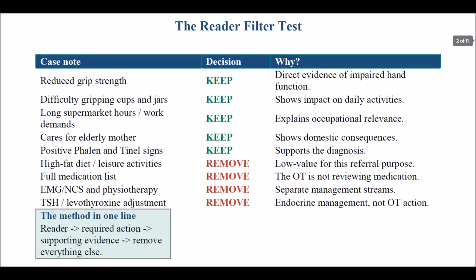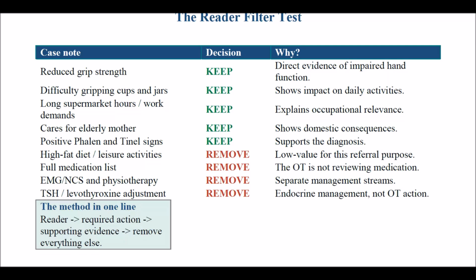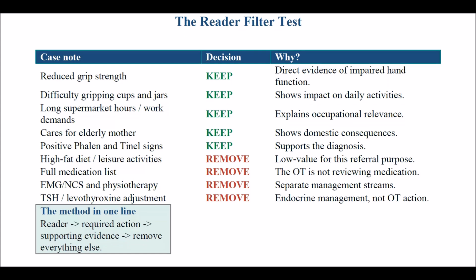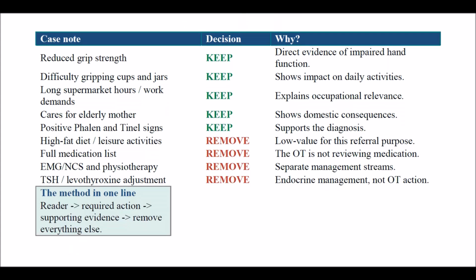Okay, now let's see. What must we keep? Reduced grip strength. Why? Direct evidence. Difficulty with gripping shows impact on daily activities. Long supermarket hours, work demands. Explains why that is relevant for the occupation. Cares for elderly parent. Domestic consequences, the positive signs. Okay, but remove: we don't need the high fat, we don't need the meds, we don't need EMG.